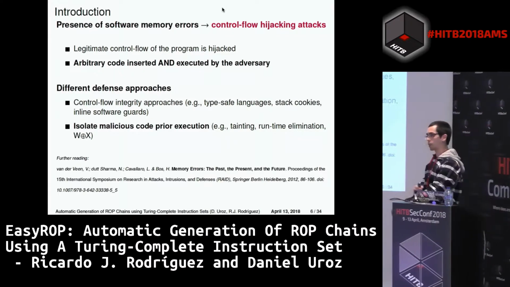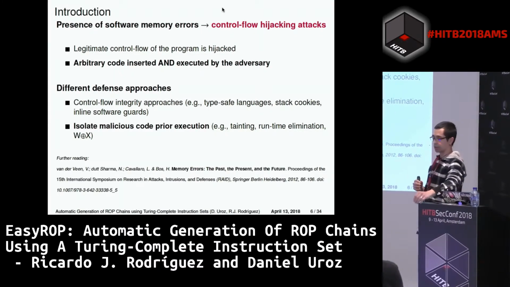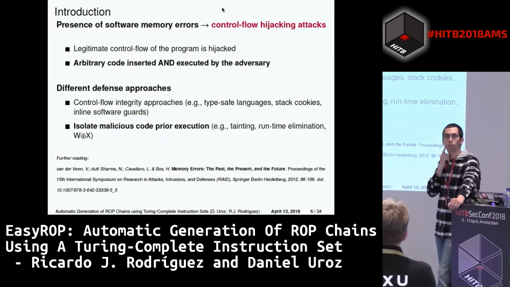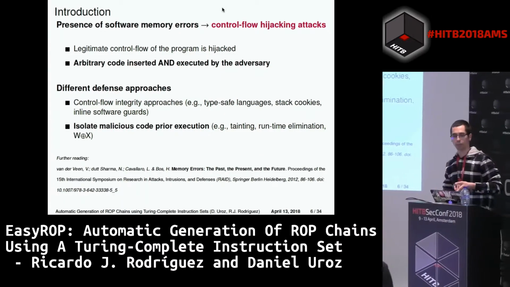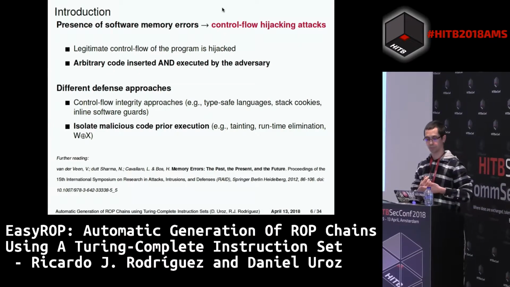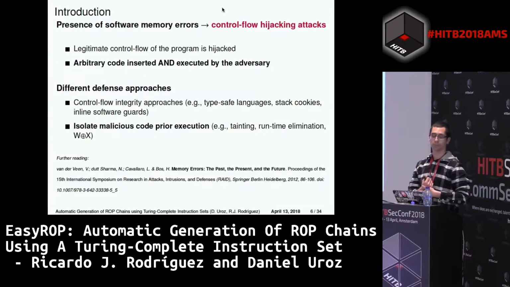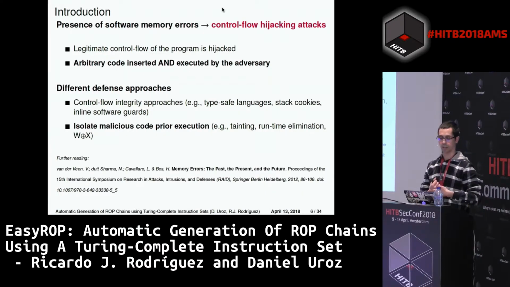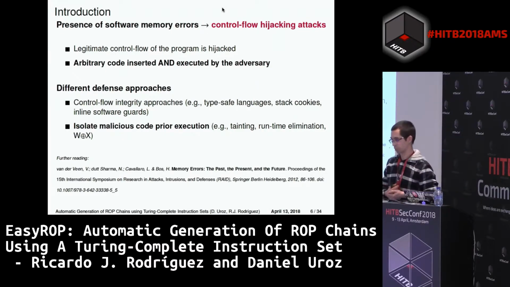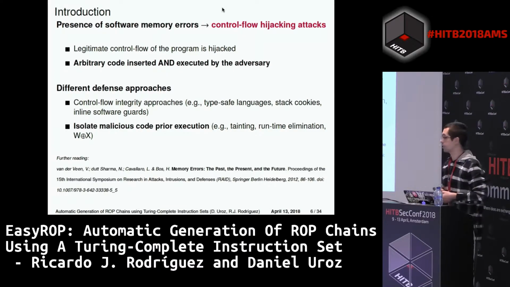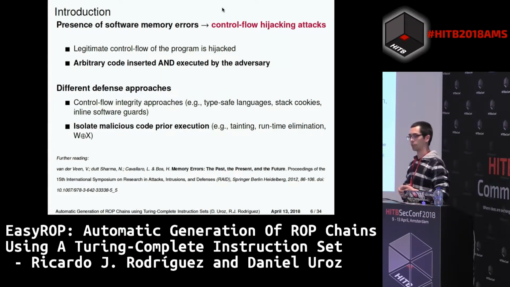There are different defense approaches to avoid this kind of stuff. We can talk about control flow integrity approaches, type-safe languages, stack cookies, inline software guards, okay? Or we can also have another kind of defense mechanism, which is to try to isolate malicious code prior to execution. For instance, tainting analysis, runtime elimination, or write-xor-execute, which is also known as data execution prevention. I would like to recommend here a paper from some years ago, which presents this kind of stuff about software memory errors in a very detailed way.